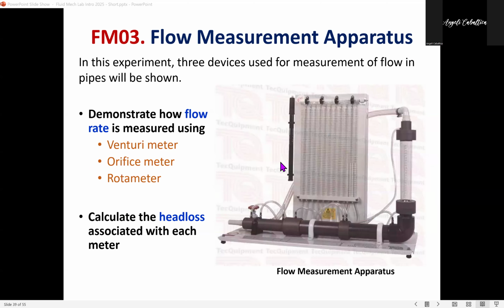So here is how it looks in the lab. The Venturi meter is somewhere here. I think the Venturi meter is somewhere in this area. Venturi meter is here, the orifice meter here, and the rotameter is somewhere here. And these are connected to this manometer, these tubes over here.